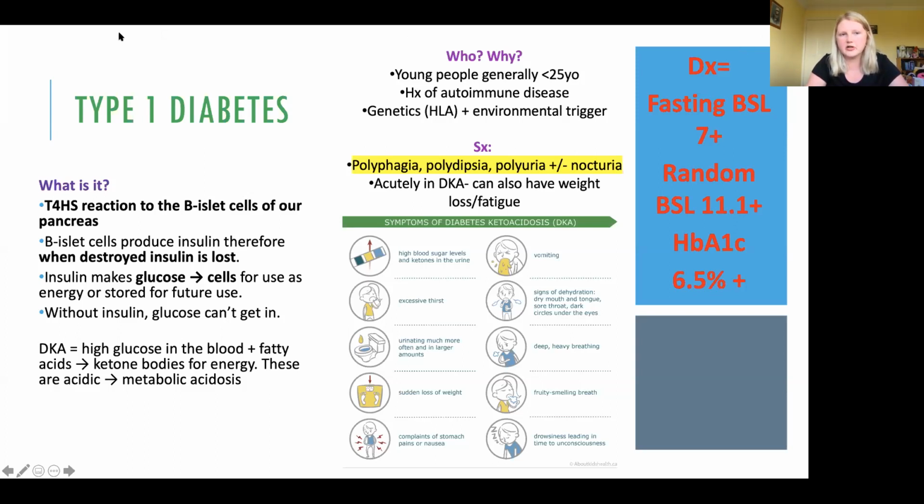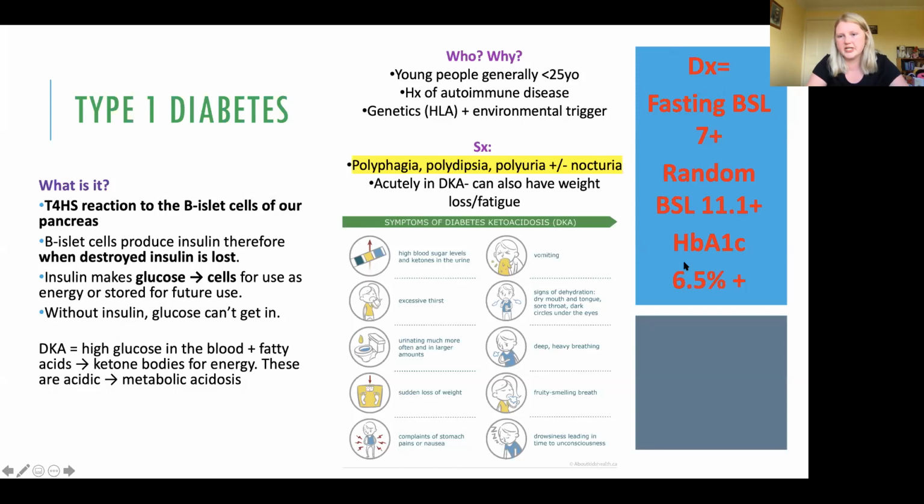So generally it's in the younger population that we see this, and they can have a history of autoimmune disease. There can be genetics involved, but this is generally predominantly in the case of type 2 rather than type 1. And in terms of symptoms, we can have the polyphagia, polydipsia, polyuria, and in some cases nocturia, but that's not always easy to detect, particularly in younger children. Obviously, they can present acutely in DKA, and leading up to this presentation of DKA, they can lose weight and be quite fatigued in the lead up to that.